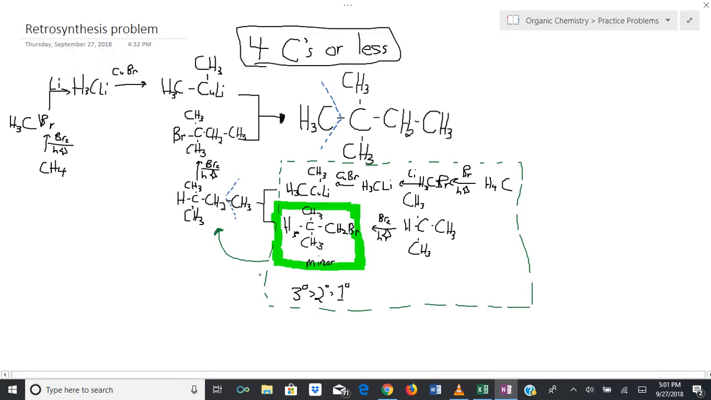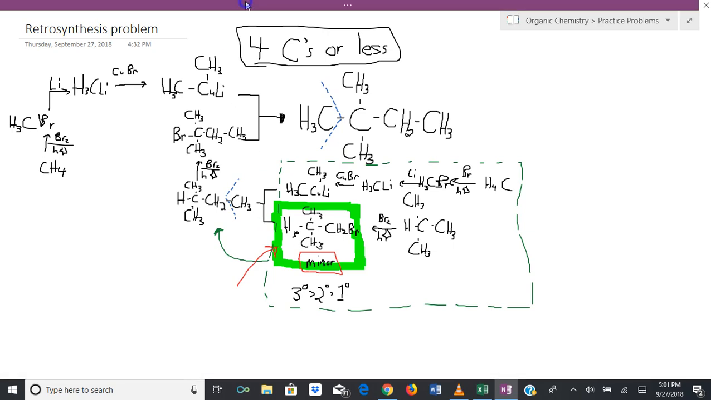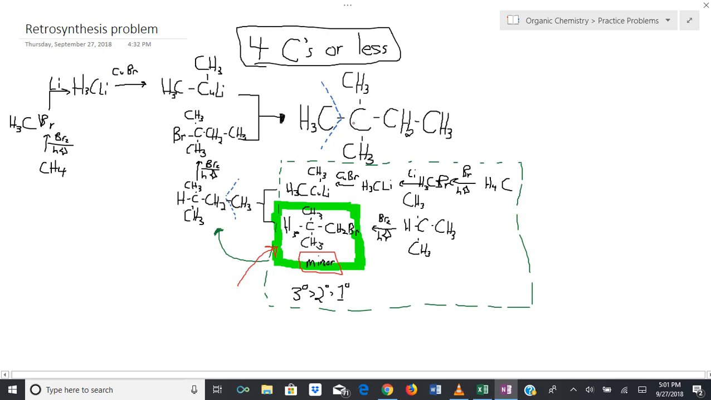So if you were to do this on a test, and you're using this mechanism, you should definitely write that this is the minor one, and that's really going to slow down your reaction. So yeah, that's how you synthesize this molecule with 4 carbons or less.